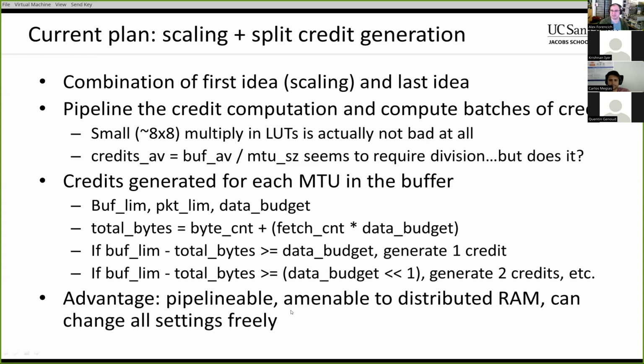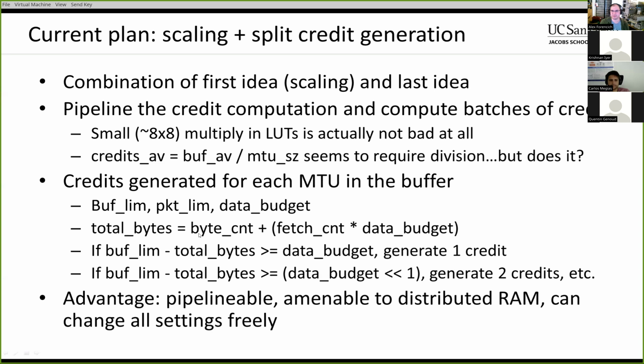So what we can do instead is approximate dividing by using bit shifts and comparisons. The method I came up with is, you have the buffer limit, the packet limit, and the data budget that you can set. The buffer limit is how big the buffer size is in bytes. The packet limit is how many packets you're going to be allowed to send, and the data budget is basically the MTU size, how much you can send at each transmit operation.